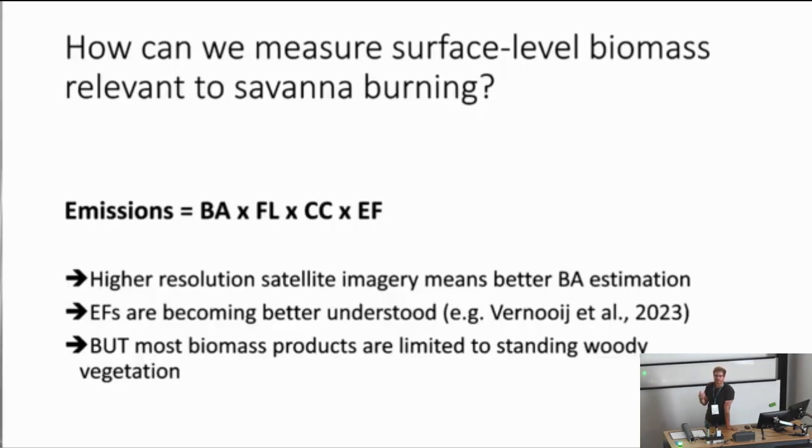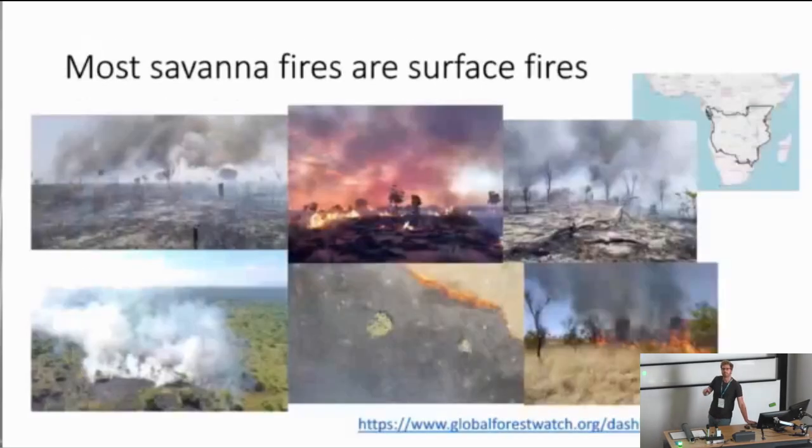Now we're getting better at the burned area. We've got great satellites, great algorithms that can map surface cover changes. We're getting much better at emission factors through work that's done by my colleague in Wageningen in the Netherlands, and other people as well. But our biomass maps, so large-scale biomass maps, are largely limited to standing vegetation. So that's using things like synthetic aperture radar to measure backscatter and infer canopy structure and biomass from that. Now that's great, but most savanna fires don't burn trees.